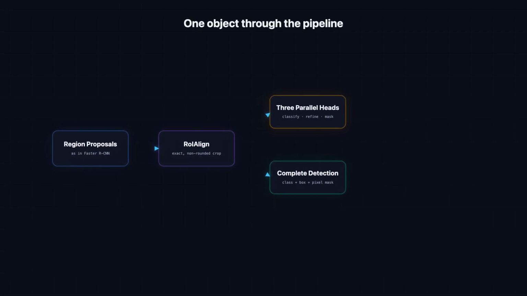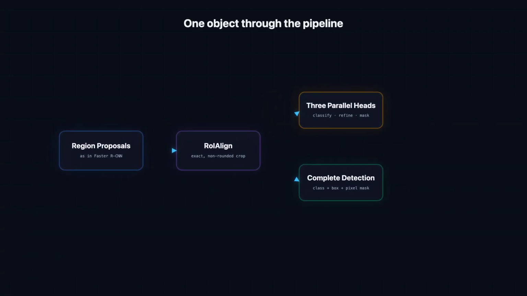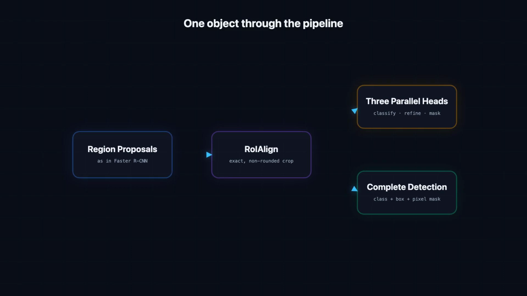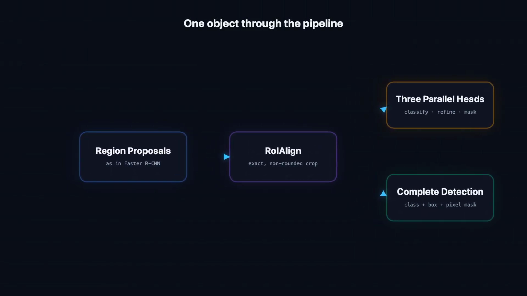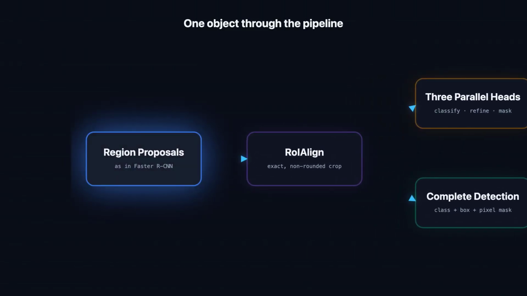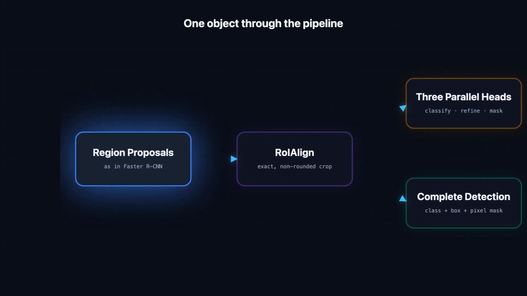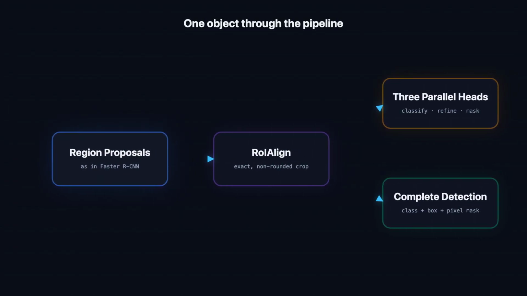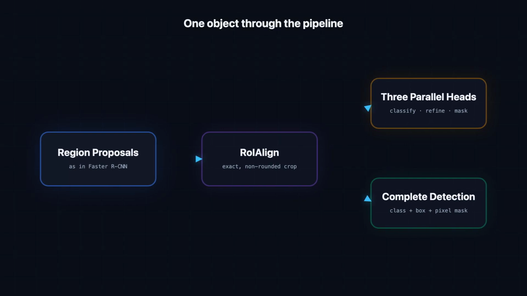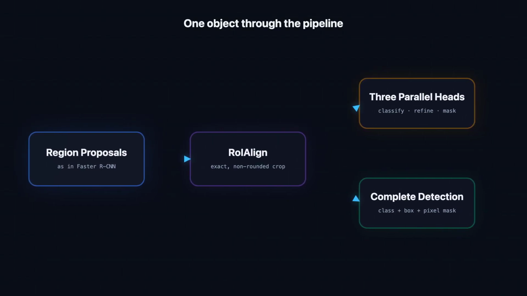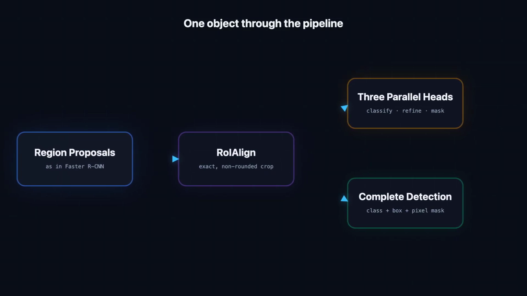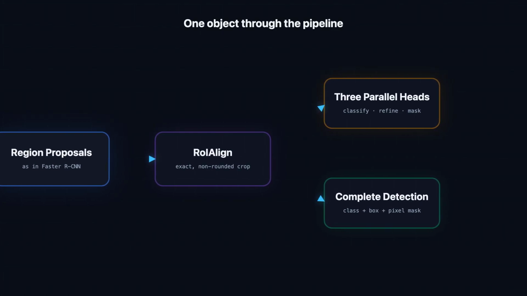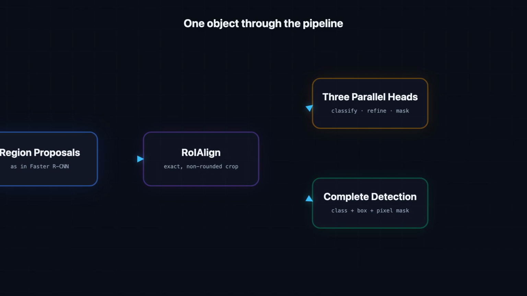The simplest way to see the design is to follow one object through the pipeline, because most of it is inherited straight from Faster R-CNN, and only one small piece is genuinely new. This starts exactly like Faster R-CNN. A region proposal network scans the shared features and suggests candidate regions that probably contain objects. Nothing new here yet, and that reuse is a big part of the elegance, since the whole detection stack already works and only needs one addition to gain masks.